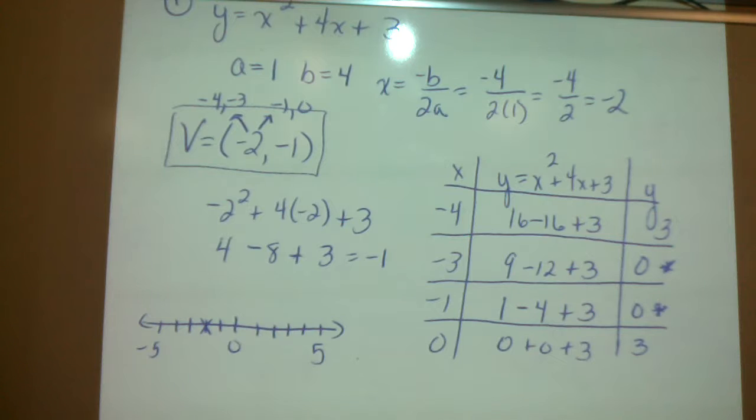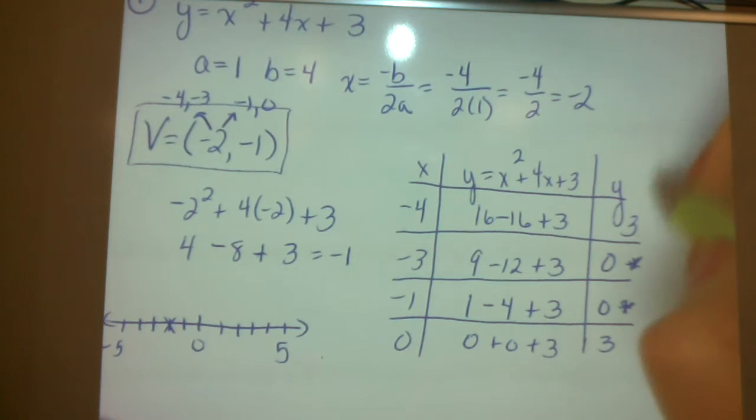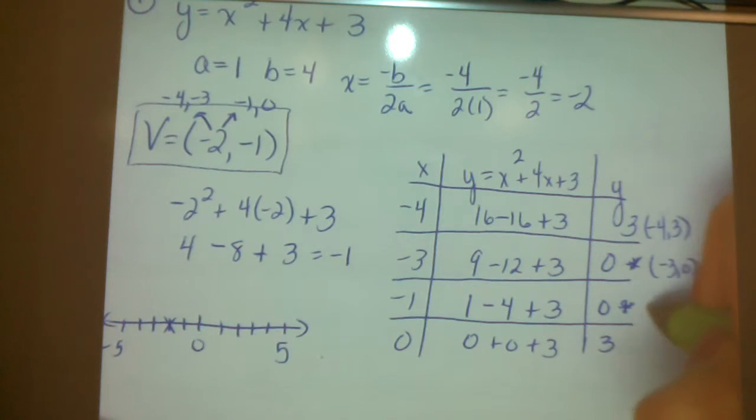Notice the y values repeat. They have to, otherwise you've done something wrong. And this is going to tell me my solution. So zeros in the table are important. So let's graph it. Here are my 4 other ordered pairs. Negative 4, 3, negative 3, 0, negative 1, 0, and 0, 3.